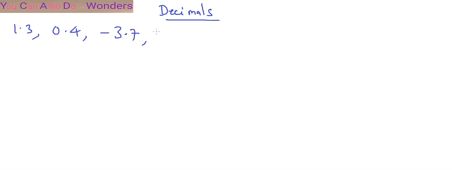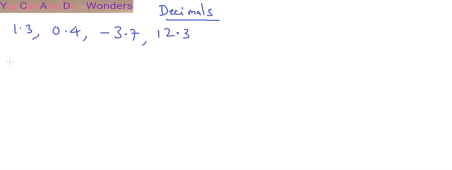In the last video, we saw various operations on fractions. In this one, let's discuss decimal numbers. So what's a decimal number? It's a number with a decimal point. For example, say 1.3, 0.4, minus 3.7, 12.3 and so on.